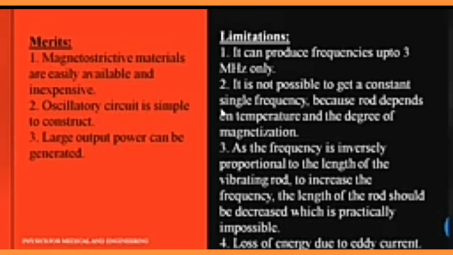Now, as the frequency is inversely proportional to the length of the vibrating rod, to increase the frequency the length of the rod should be decreased, which is practically impossible, and there is loss of energy due to eddy currents. So, that is all about the magnetostriction oscillator.